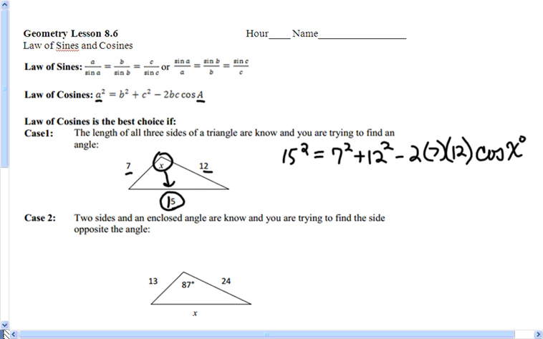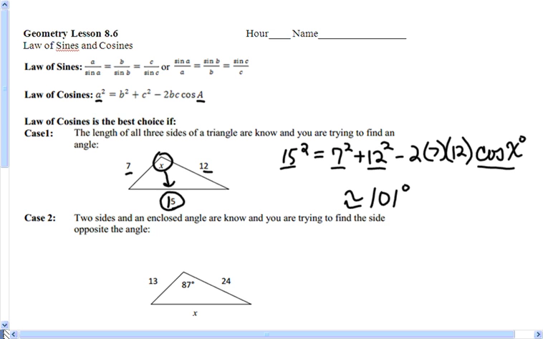All right, then to solve that, you're just going to have to simplify each of these and maybe work backwards to find x. In the end, you're going to have to use the cosine inverse function to find x. But probably what you want to do is simplify all of this, subtract 7 squared and 12 squared from 15 squared, and then divide by whatever negative 2 times 7 times 12 is. Then use the cosine inverse, making sure your calculator is in degree mode, of that quantity, and that'll give you the degree measure of the angle. You can try it. If you do it all correctly, you should get about 101 degrees.